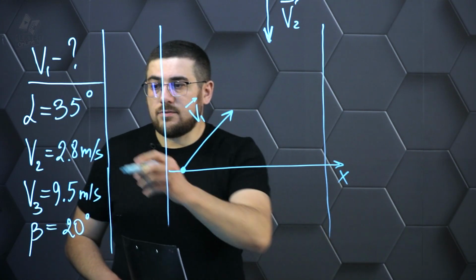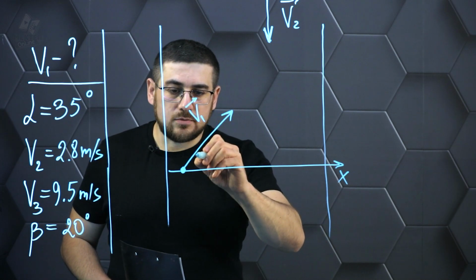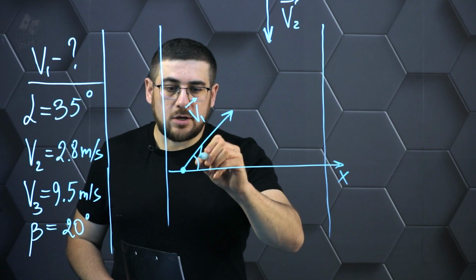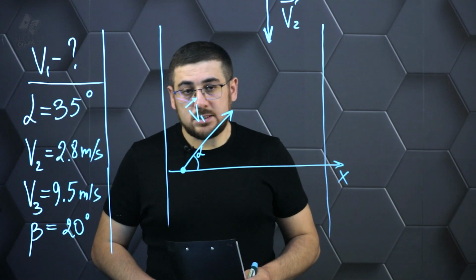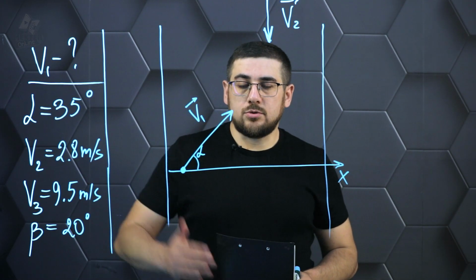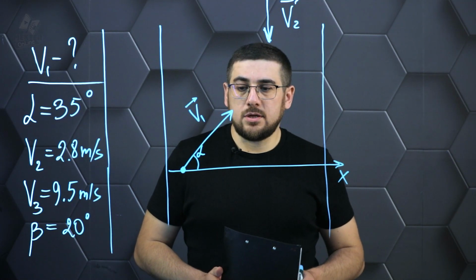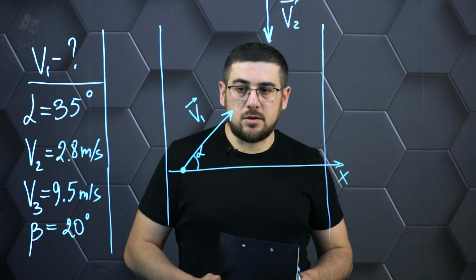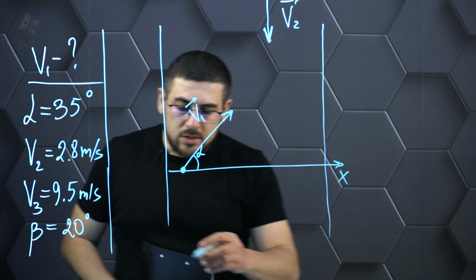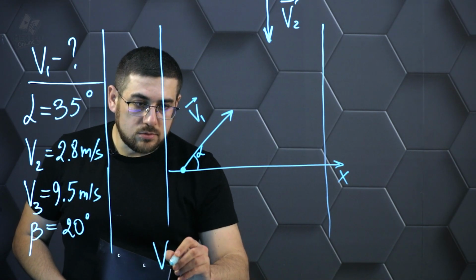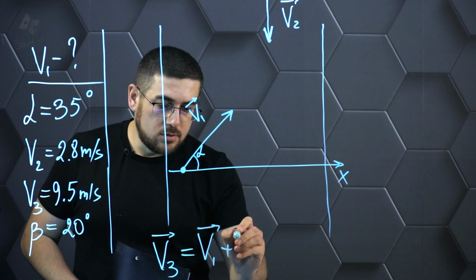Further, it is known that the velocity v3 is directed at an angle of 20 degrees to the axis. That is this angle, this is the angle alpha, and relative to the ground, the jet ski moves at a different speed and angle. Why does that happen? Well, the whole point is that the speed of the jet ski relative to the ground will be defined as a vector sum of two speeds. These are, in fact, the speed of the jet ski v1 and the speed of the river current v2. We can mathematically write this expression, that is v3 vector is the sum of the two vectors v1 and v2.